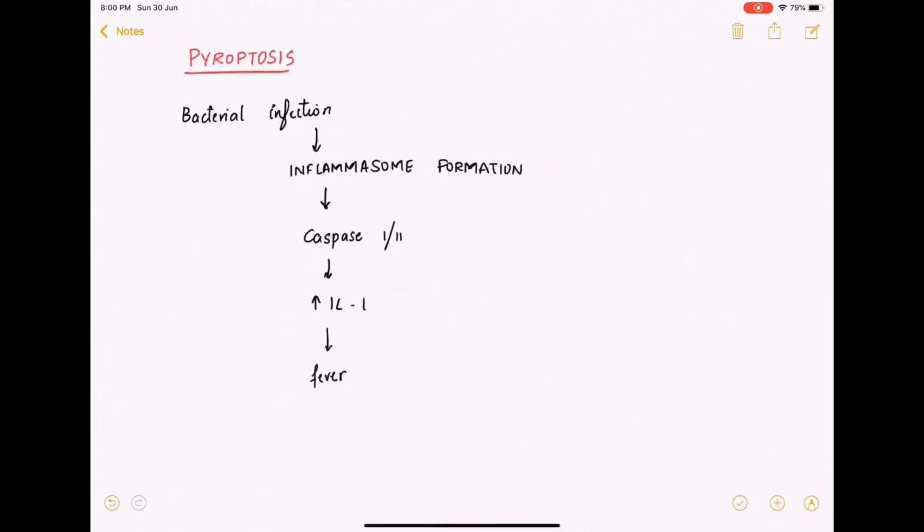Last thing now is pyroptosis. We know by the word that it is associated with fever, and there is some component of apoptosis. So let's say in an example where there is bacterial infection, this leads to intracellular inflammasome formation, which leads to activation of caspase 1 and 11, which further leads to interleukin 1 formation. And we know that interleukin 1 is associated with fever. And thus, intracellular inflammasome formation, where there is caspase 1 involved, leading to fever, is called pyroptosis.